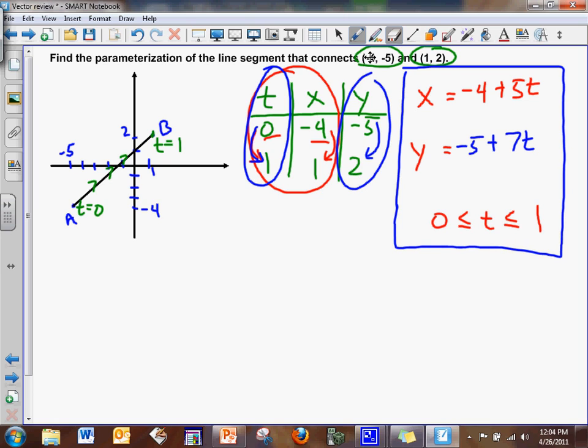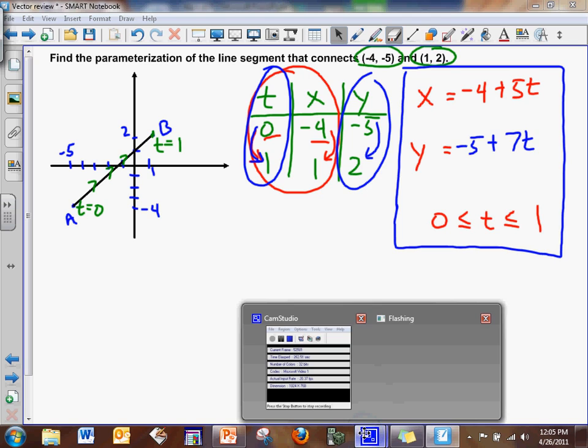What's cool about a parametric equation is that I can change the length of the line segment that I'm graphing only by changing the interval. Maybe I'll talk about that in another video. For now, I'm just going to stop there with that one.